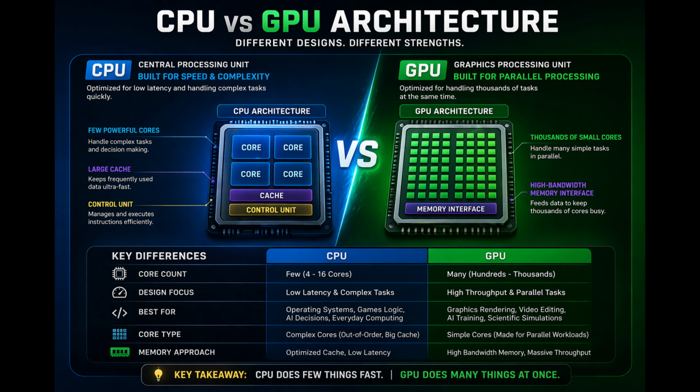Here's the key difference. A CPU is optimized for low latency, doing a few tasks very quickly. A GPU is optimized for high throughput, doing thousands of tasks at the same time. In graphics, every pixel, every color, every shadow is a calculation. So instead of processing one pixel at a time, the GPU processes millions of pixels simultaneously.